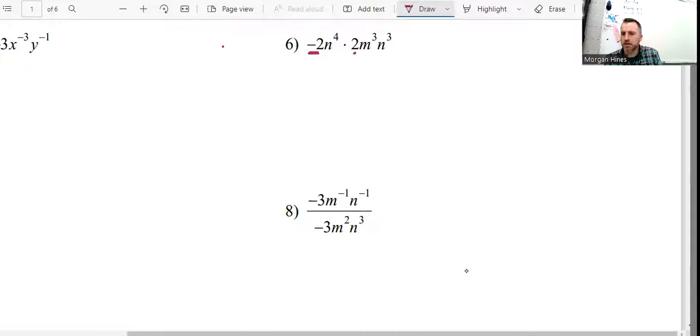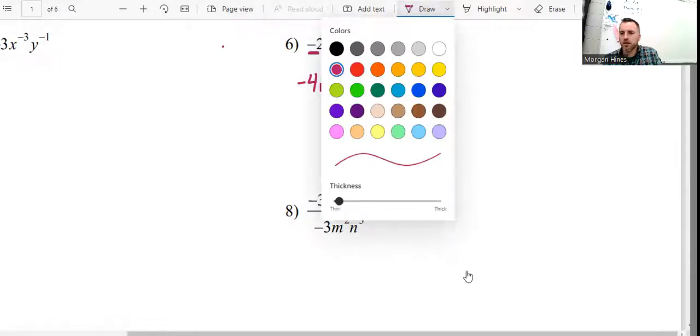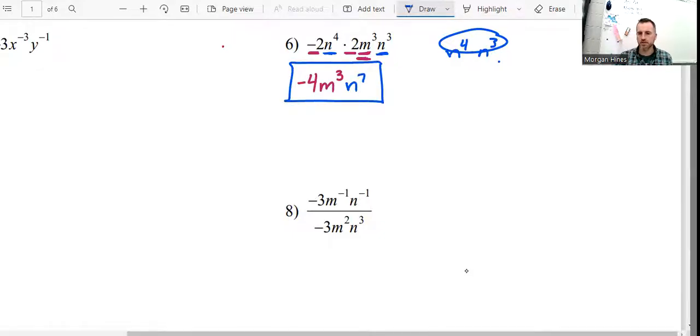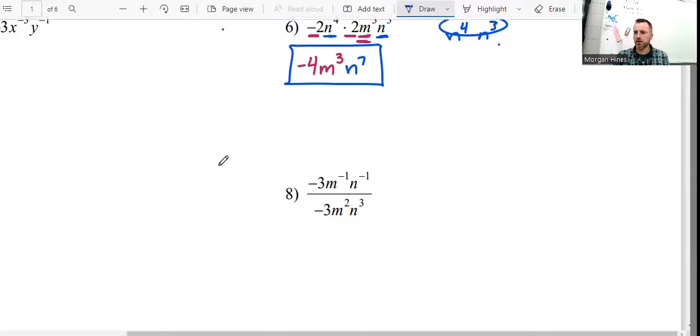So really, we're just collecting like terms. I'm going to look at the coefficients. -2 times 2 is -4. Now I'm going to look at, let's do m's next. There's only one m. It's an m cubed, or there's only one term with an m in it. And then there's n to the 4th and n to the 3rd. So if we multiply those together, we're just going to add up these exponents. So that becomes n to the 7th.